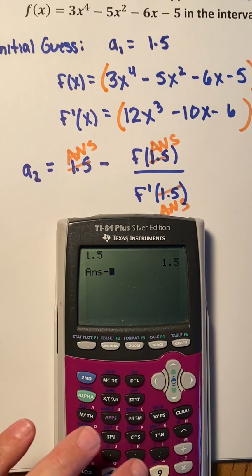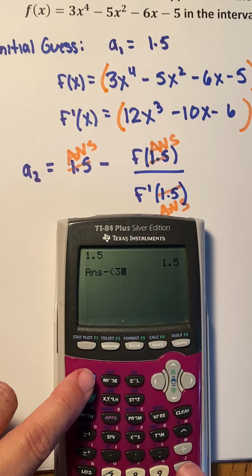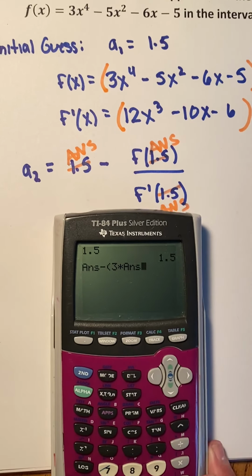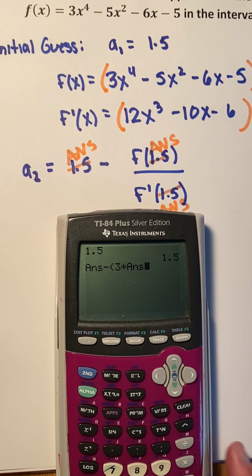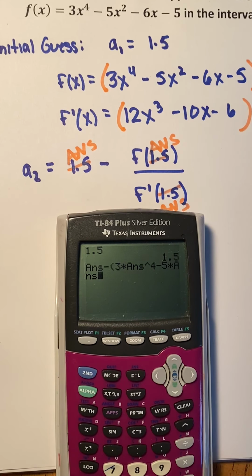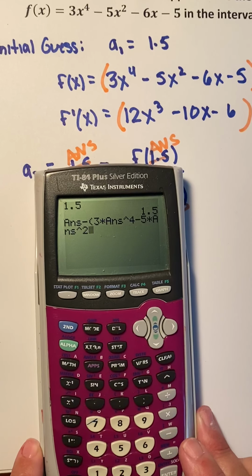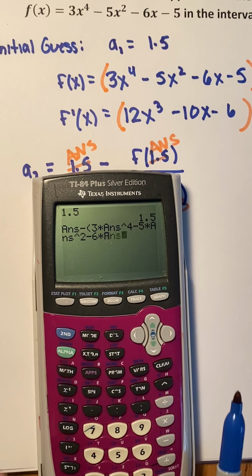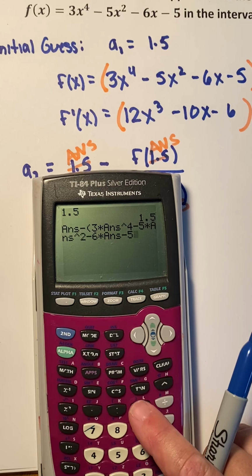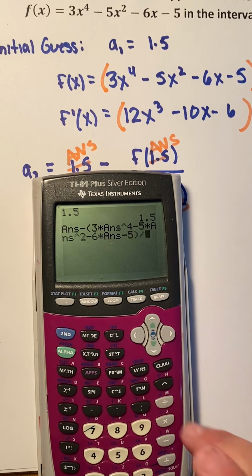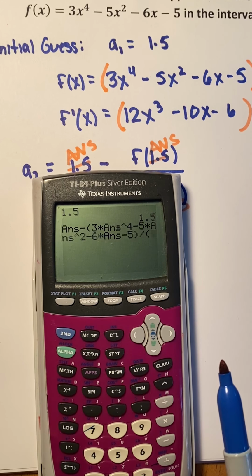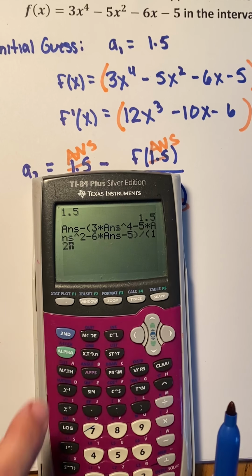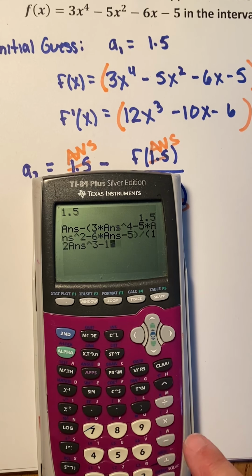So I'm going to do a parenthesis and 3 times answer. Use that answer key, and everywhere you would put a 1.5, you're going to put answer instead. Then I'm going to raise that to the 4th power. Minus 5 times second answer, raised to the 2nd power, minus 6 times second answer, minus 5. That's my whole numerator, so I'm going to close the parenthesis, and then divide by my whole denominator, which is 12 second answer cubed minus 10 times second answer minus 6. It's essential to use parentheses. I'm going to close that.